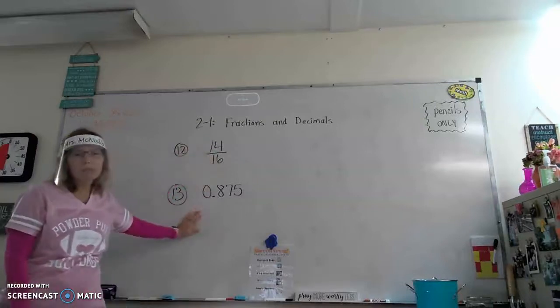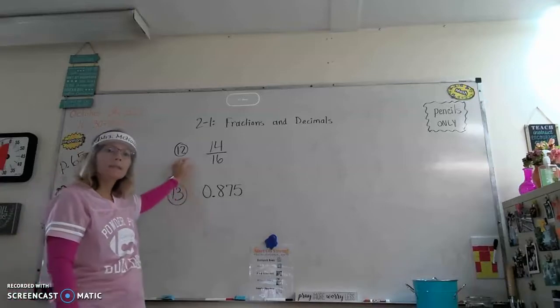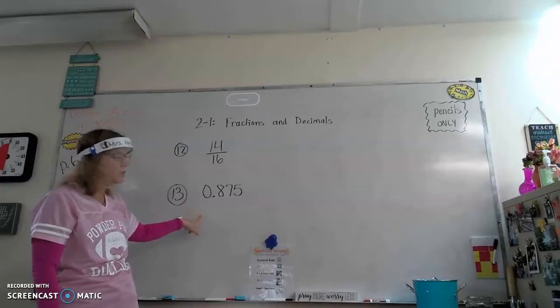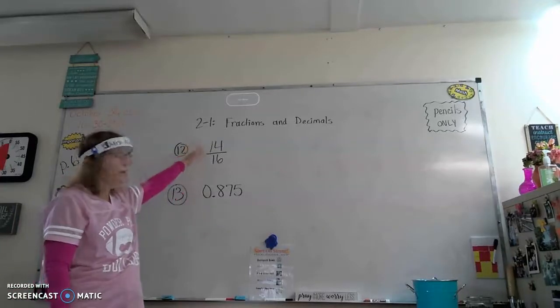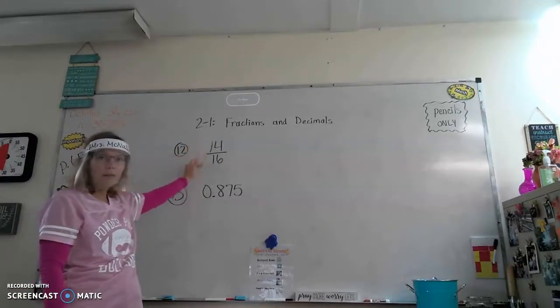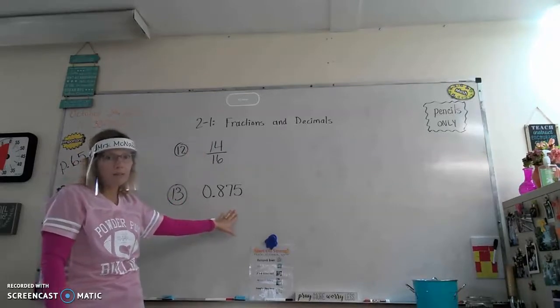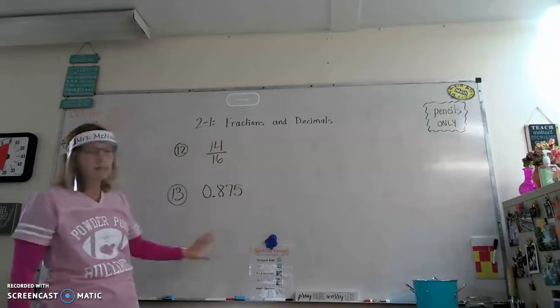And then number 13 said, now make this fraction a decimal. And so remember, to make a fraction a decimal, all we do is divide. So we did 14 divided by 16, and we got 0.875. And that is numbers 12 and 13.